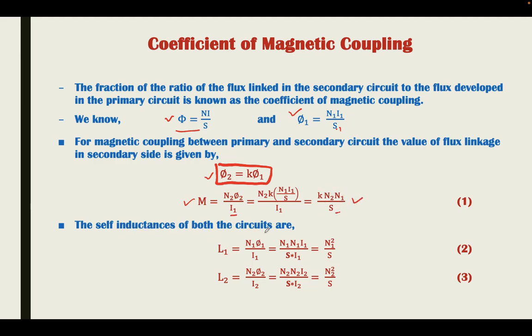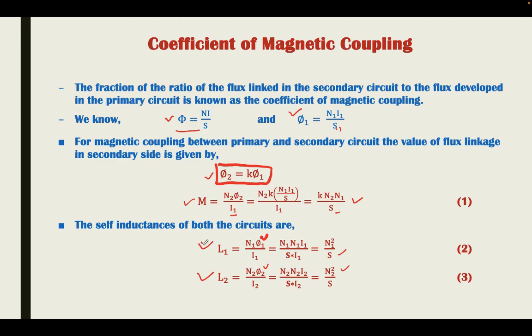Now, the self-inductance of the first circuit is L1 = N1 phi1 / I1. For the second circuit, it will be L2 = N2 phi2 / I2, by the definition of self-inductance of the two coils. Putting the value of phi1, it becomes N1 I1 / S, so L1 = N1 squared upon S. Similarly, in the second circuit, putting the value of phi2, it becomes L2 = N2 squared upon S.